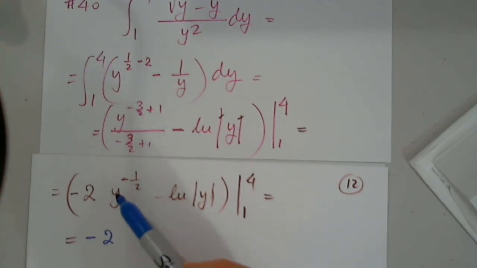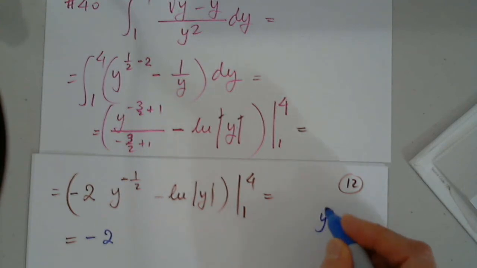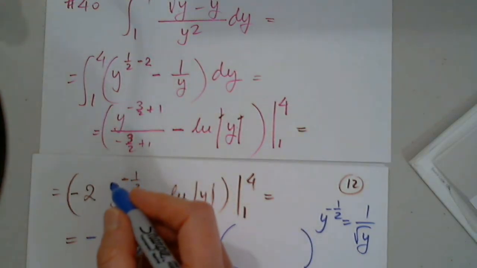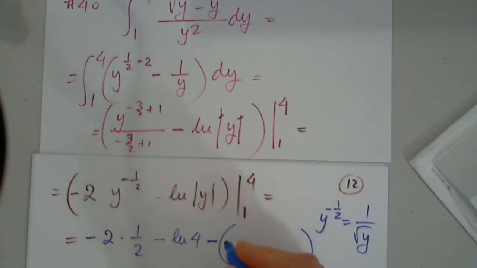When I plug in 4, this is basically 1 over the square root of y. So y to negative 1/2 is 1 over the square root of y. So this will be times 1/2 minus natural log 4. Now minus, careful, when I plug in 1. So this is 1, so it's negative 2, and this is 0, minus 0.